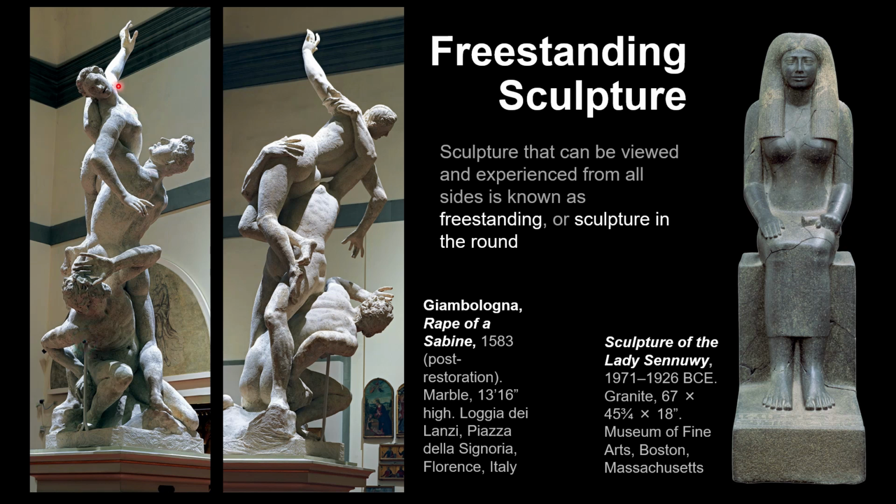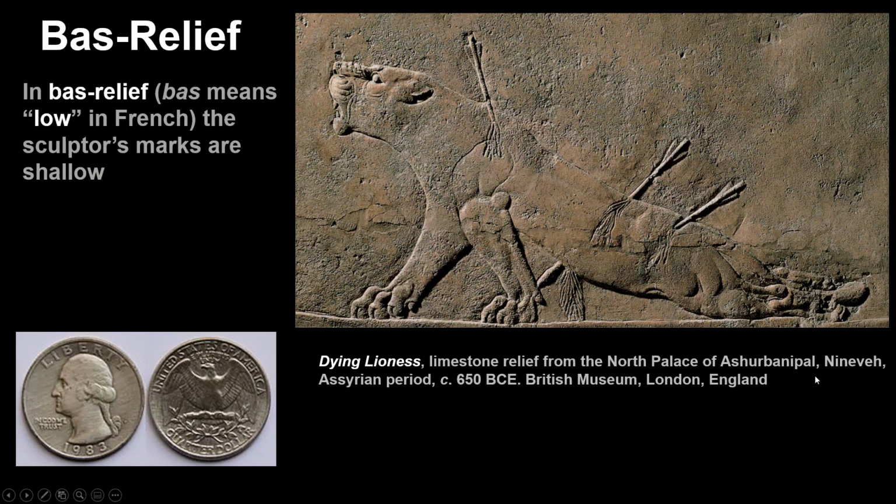So this is a freestanding sculpture. You can walk all the way around it. This is a freestanding sculpture. You can walk all the way around it and see it from multiple sides. Relief sculpture, however, projects from a surface or is cut into a surface.